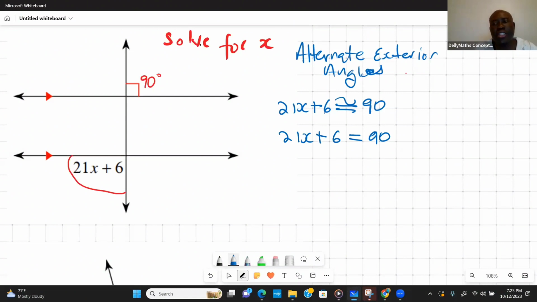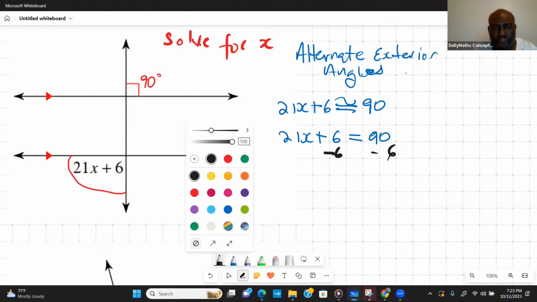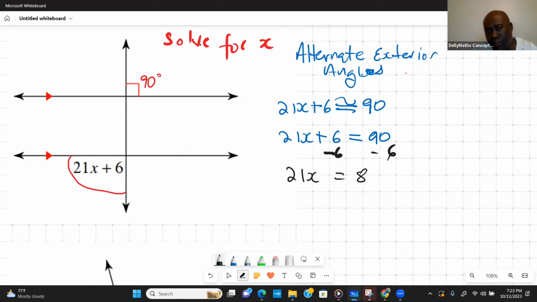So at this moment, you could see I have an equation that I can use to solve for x. I'm going to subtract 6 from both sides. So I'll be left with 21x, which is now equal to 84. And then from this, I'm going to divide both sides by 21. So x is equal to 4. In this case, as you see, we were able to take alternate exterior angles, make the link that they're congruent, which suggests that they're equal, form an equation with the ideas that we got, and then solve the problem.